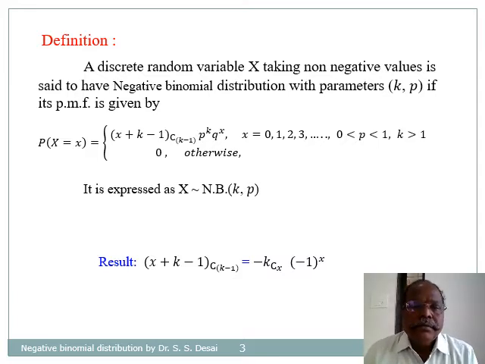So let us define negative binomial distribution. A discrete random variable X taking non-negative values is said to have negative binomial distribution with parameters k and p if its probability mass function is given by probability that X is equal to x equals (x+k-1)C(k-1) p^k q^x, where x takes values 0, 1, 2, 3, etc. It is expressed as X follows negative binomial distribution with parameters k and p.